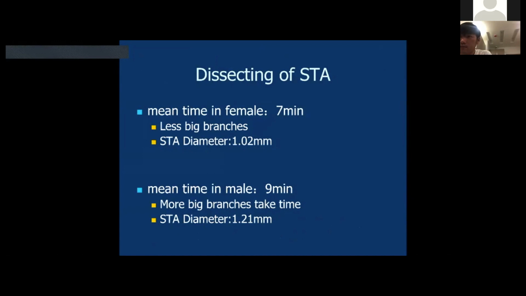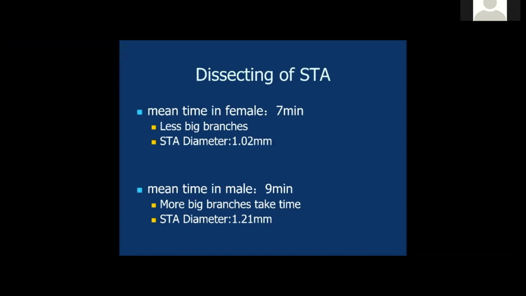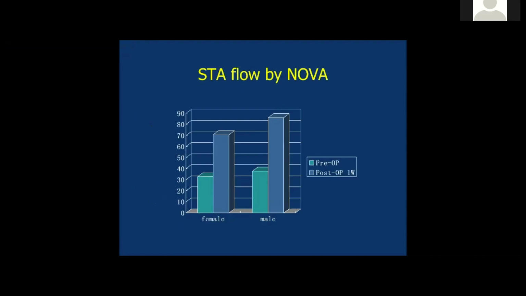Dissecting the STA was quite fast. For female patients, it takes a mean of around 7 minutes, and for male patients, it takes a longer time because there are more big branches. This is a preoperative and postoperative STA flow measured by NOVA examination. We can see the male patient's STA carries more blood flow than the female's.